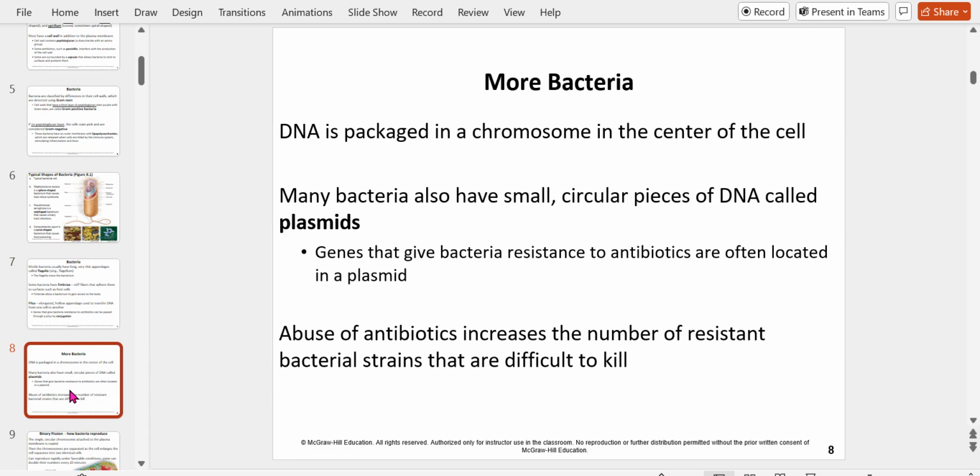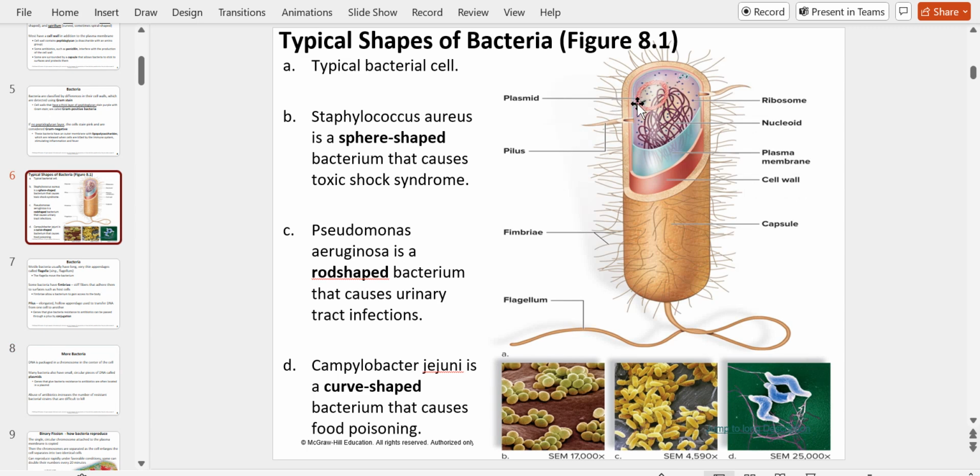DNA is packaged in a chromosome in the center of the cell. Many bacteria also have small circular pieces of DNA called plasmid DNA. Okay, and these are genes that give bacteria their resistance. Those circular DNA, these ones here are the pain. These ones here give bacteria their edge.